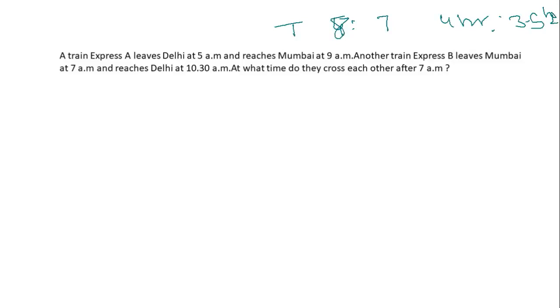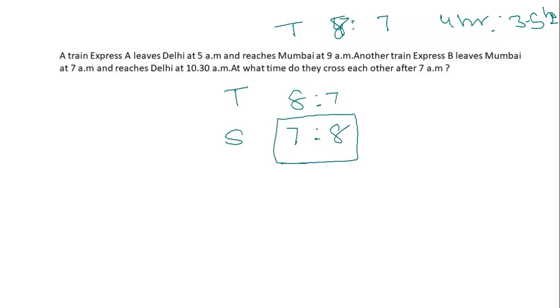Okay, so 5 a.m., 7 a.m., then the other train at 5 a.m. and 9 a.m. reaches. Another train starts by 7 a.m. and reaches Delhi by 10:30 a.m. So what time will they cross each other after 7 a.m. is the question. Okay, we don't have anything else, but the only thing that we have to play with is time is given in the ratio 8:7. The speed will be in the ratio what? 7:8. So we actually don't know what is the distance.